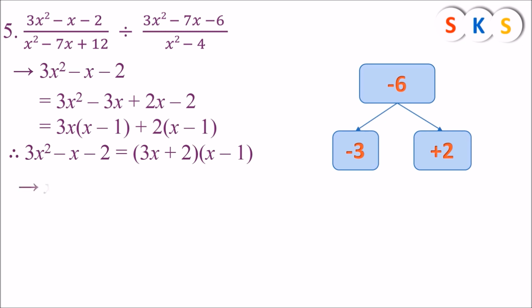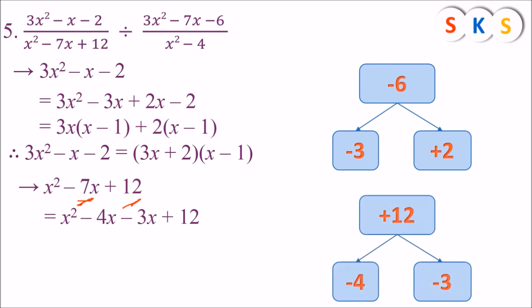Now we are going to factorize the denominator x square minus 7x plus 12. Now we will find two numbers. When you multiply those two numbers you should get 12, and when you add those two numbers you should get minus 7. Okay, so let's see what the numbers are over here. That is minus 4x and minus 3x. Minus 4 into minus 3 is plus 12. Okay, and minus 4 and minus 3 is minus 7. So I have split minus 7x as minus 4x minus 3x.